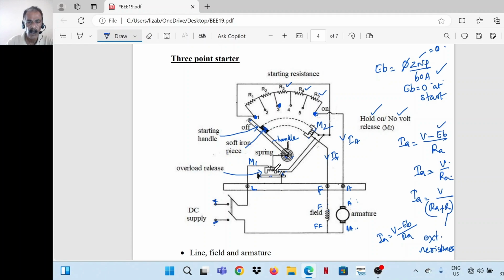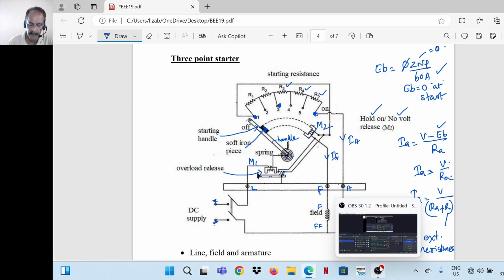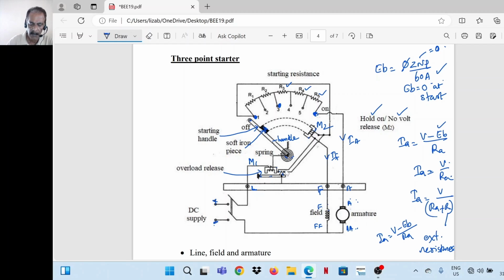So during normal operating condition, when the motor is drawing normal current, the attractive force of magnet M1 is not sufficient to pull up this lever. There is a hinge here. The attractive force is not enough to pull up this lever. But when current goes above a limit or above a preset value, the attractive force will be sufficient enough to pull this lever up.